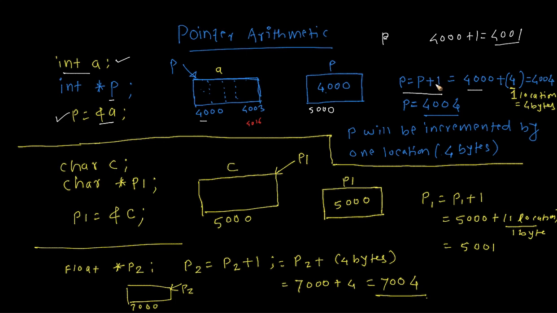Size of the location to which P is pointing. P is pointing to this location. What is the size of this location? 4 bytes: 1, 2, 3, 4. So this 1 is equal to the size of the location to which P is pointing. Size of the location is 4 bytes, so it becomes 4000 plus 1.